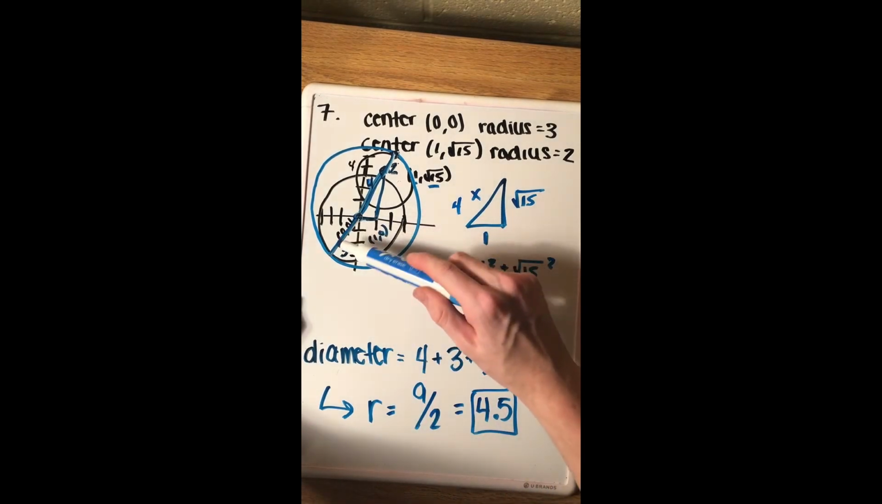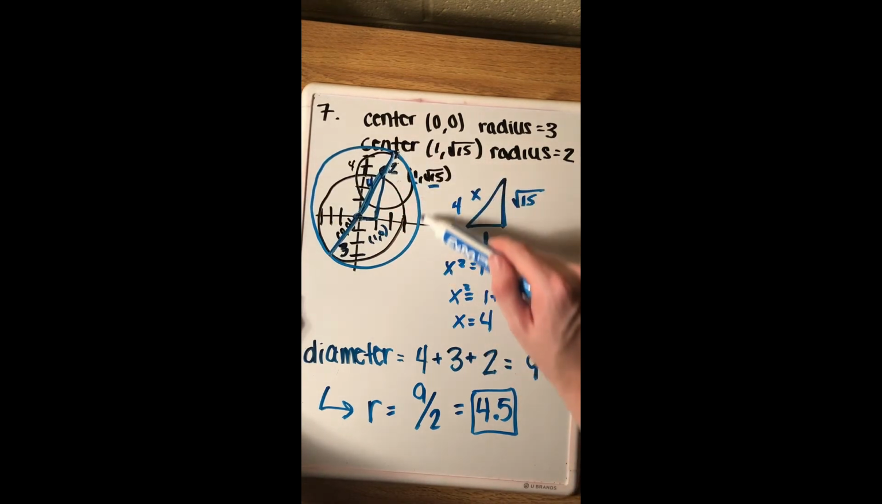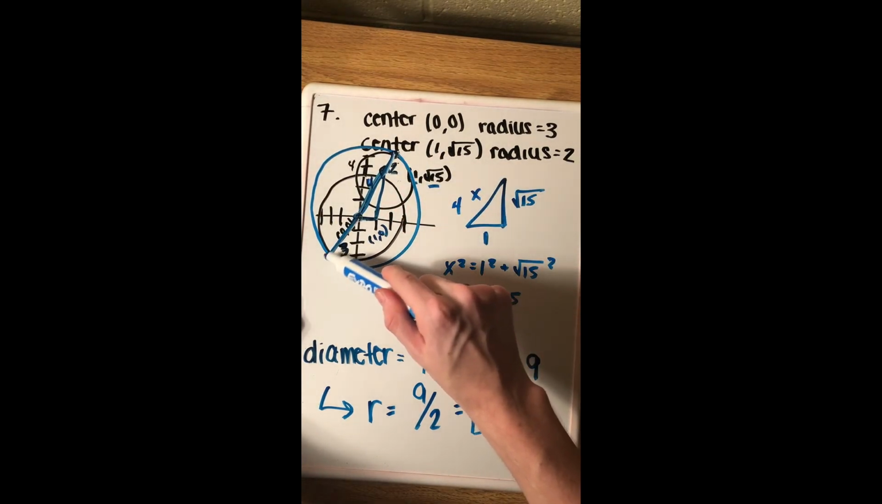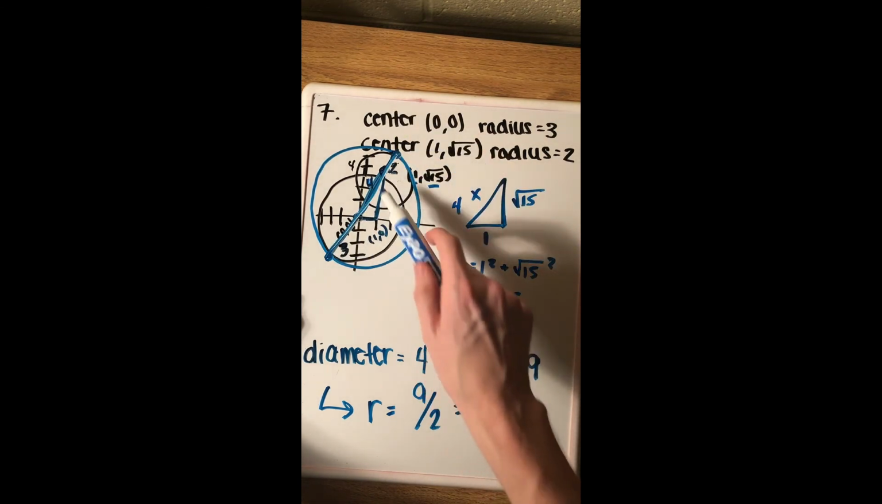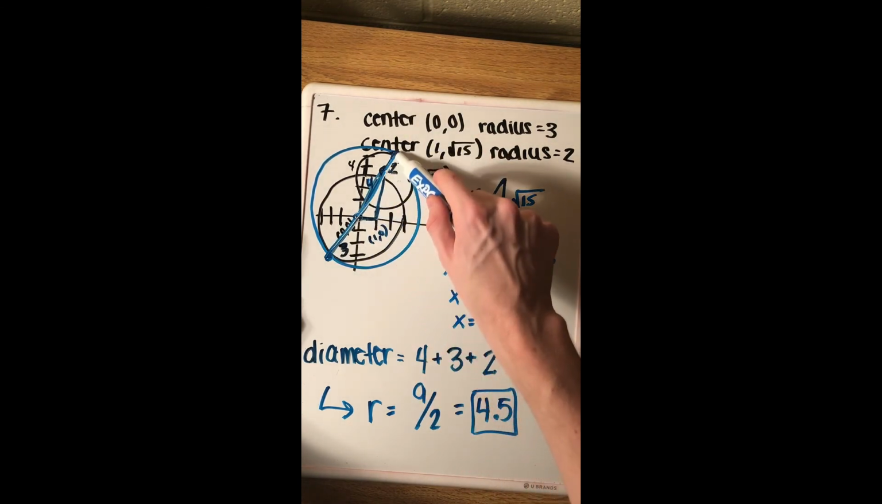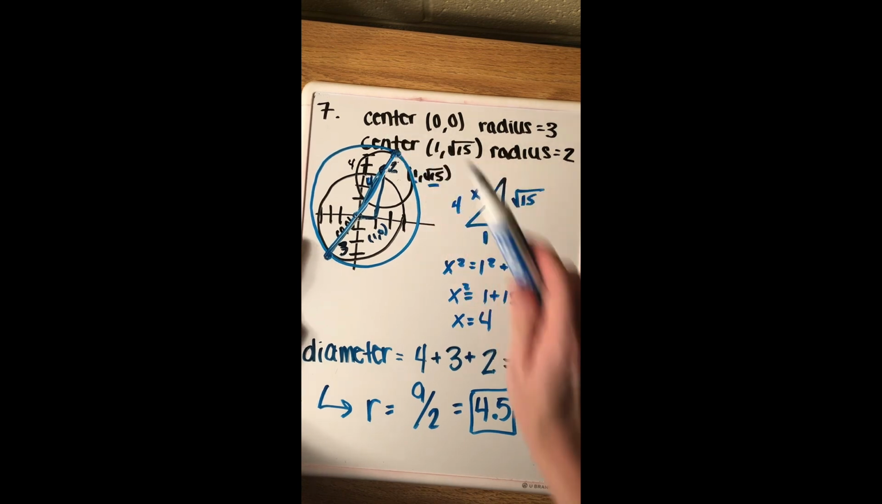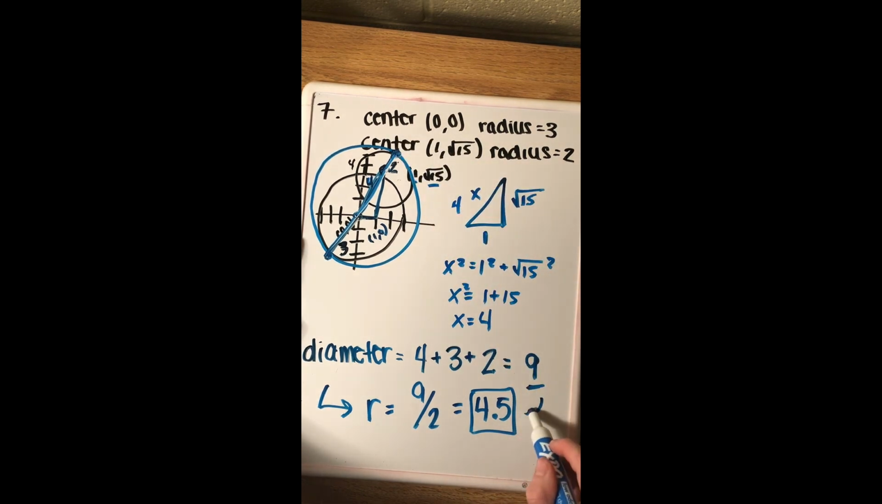So this is the answer because the circle that contains both is from the widest point of each circle and runs through the centers of both. So I could find the distance between the centers plus the radius of both of the circles to find the diameter, which then gives me the radius.